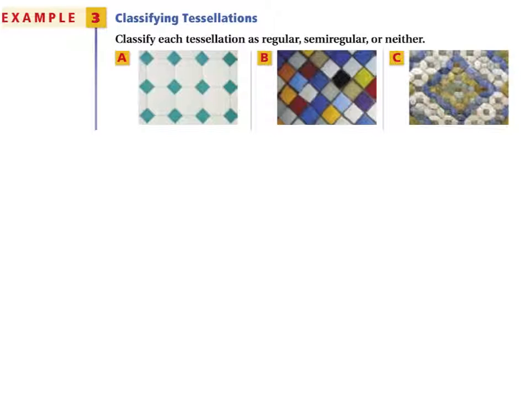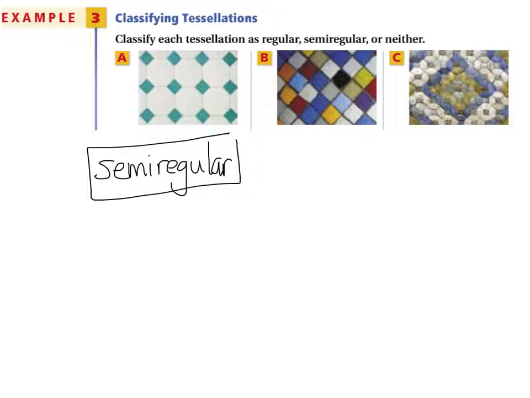Now we have to pick a vertex. This is important. Pick any vertex. What makes that vertex? Two octagons and a square. Any vertex you pick, two octagons and a square. Any vertex has two regular octagons and a square. Therefore, since they're different shapes, the tessellation is semi-regular.